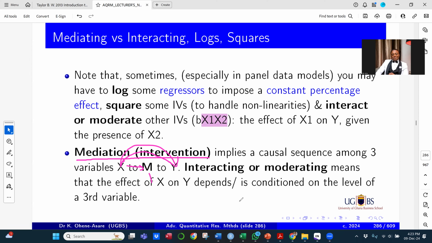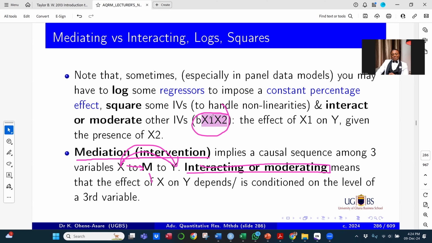Now, interacting or moderating variables means that you are looking at the effect of Y on M, and this effect is conditioned on a third variable. Now, I've made a typo here, I think. This one is the same as the mediating, so this one should be mediation. I wanted to say mediation. It's conditioned. So this interaction is what I've already explained here.